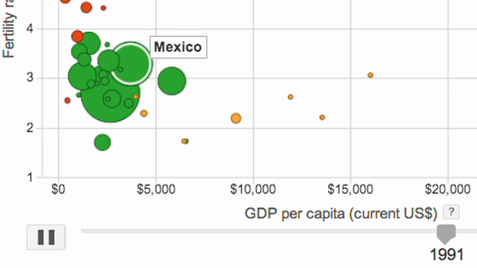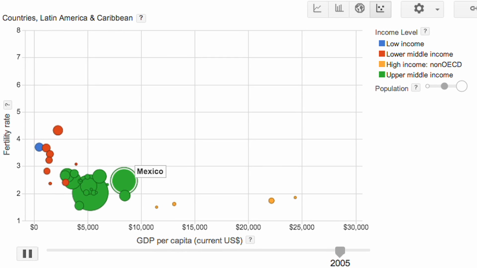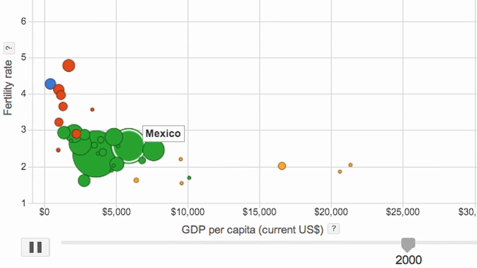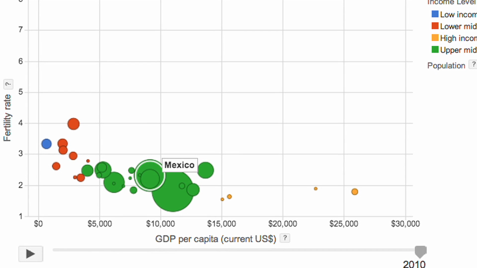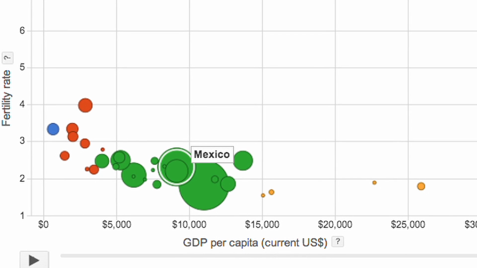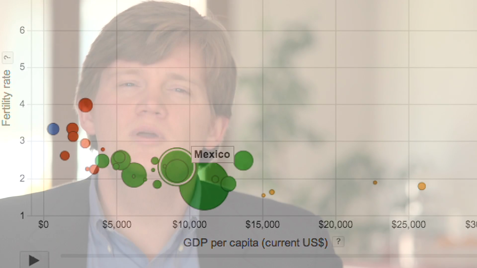Let's watch further. You can see the birth rates fall to US levels and sometimes below. At the same time, you can watch the GDP per capita of these countries triple. Latin America now has a workforce that is growing at a slower pace. At the same time, this workforce has many new opportunities. When the US economy recovers, large-scale Latino immigration will not. The people necessary to restart the immigration boom are simply not there.